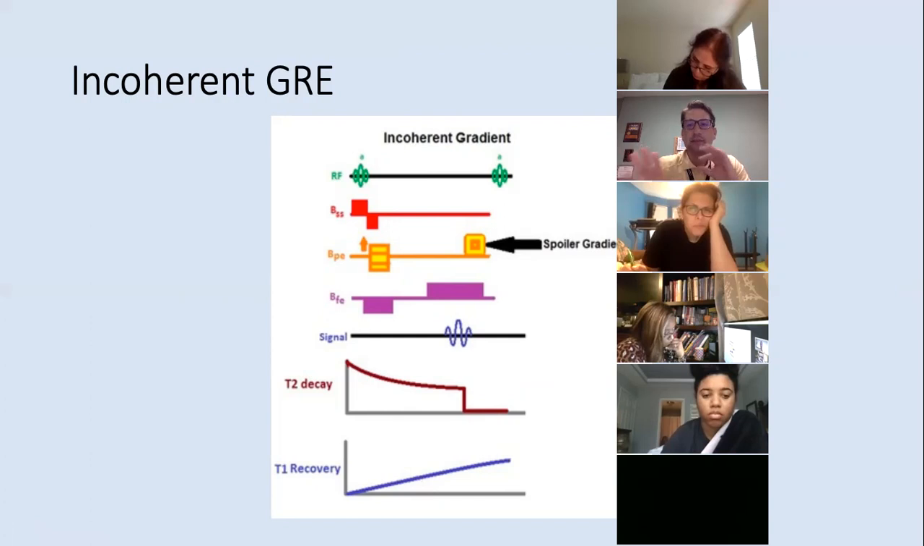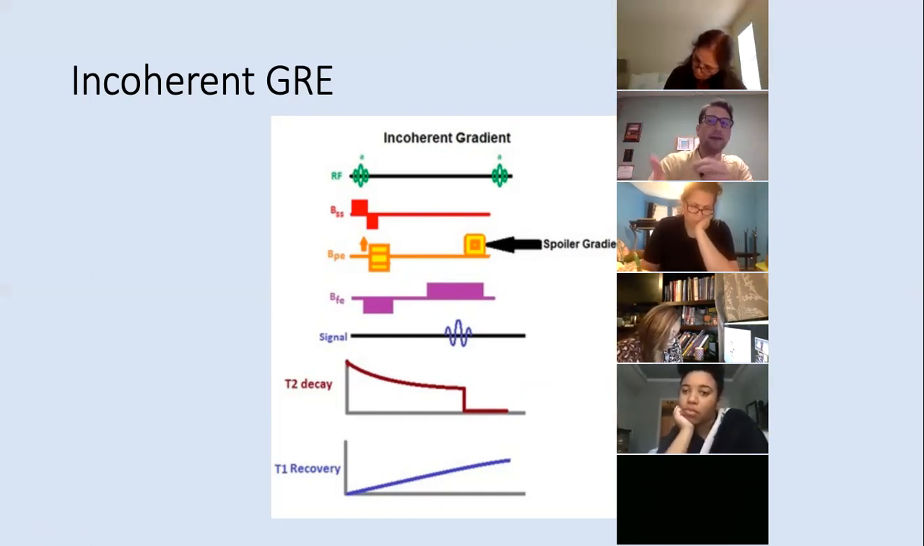So the test will just be like, you know, this is a T1 gradient echo. What's another name for T1 gradient echo? Incoherent or spoiled. Those are your options. A T2 gradient echo, what's another name for that? Coherent.